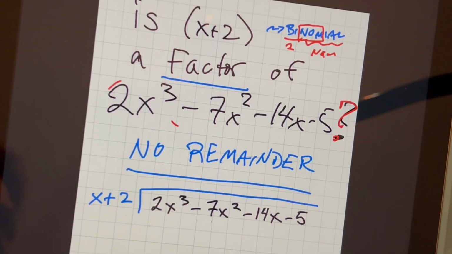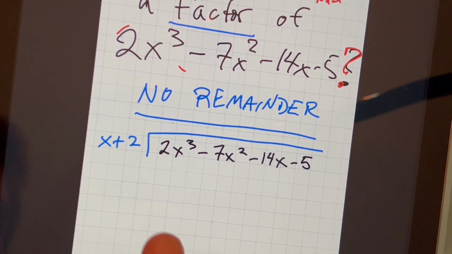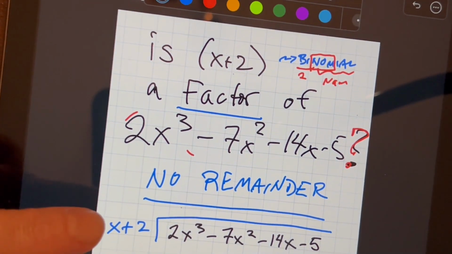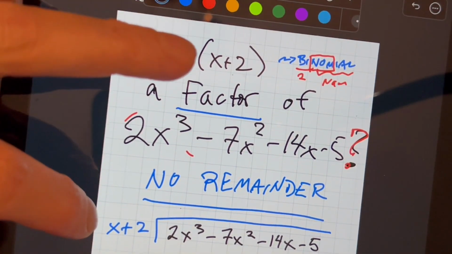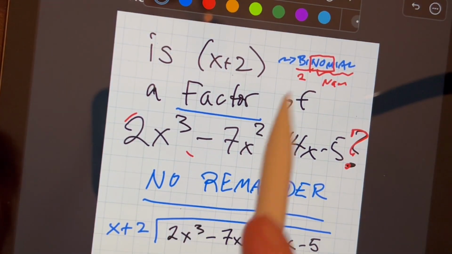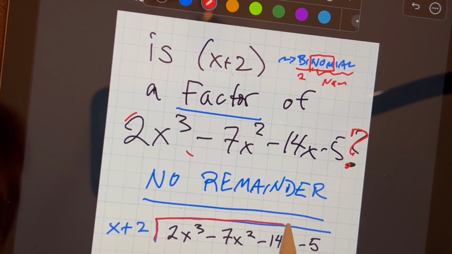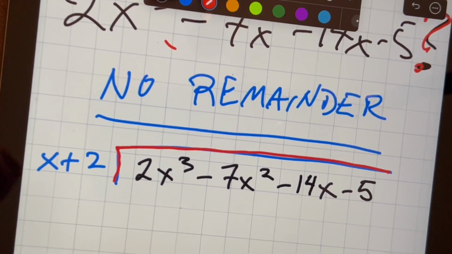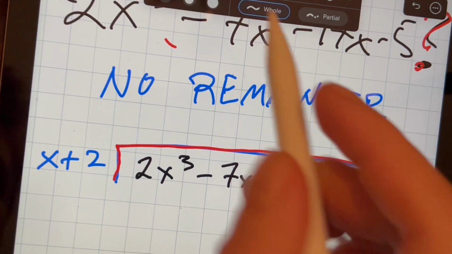So x plus 2 is out here, and inside we have the whole long polynomial. Here, we'll make this black. Okay, so this is the polynomial, right? X plus 2 goes outside. This is the division, and this goes on the inside, and this is our division bar, like we learned in 5th grade, okay? I'm going to erase this underline so it doesn't get in the way.